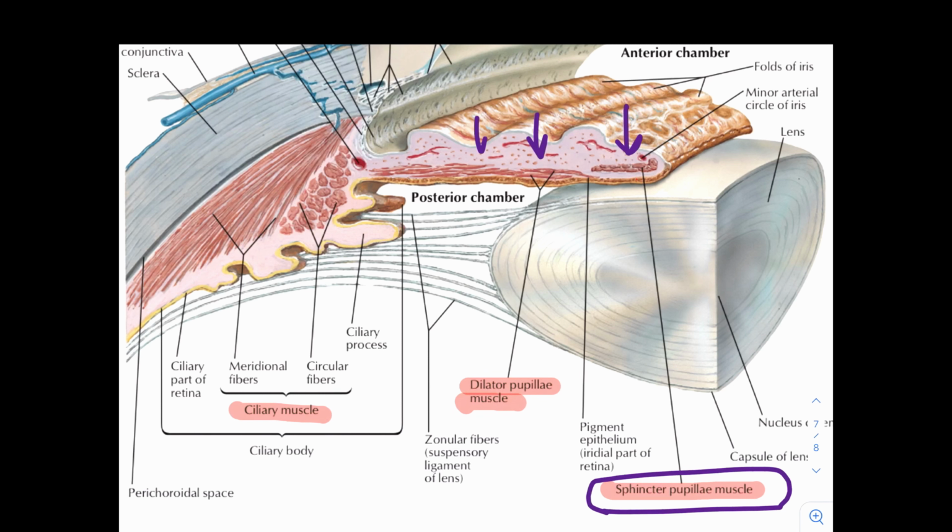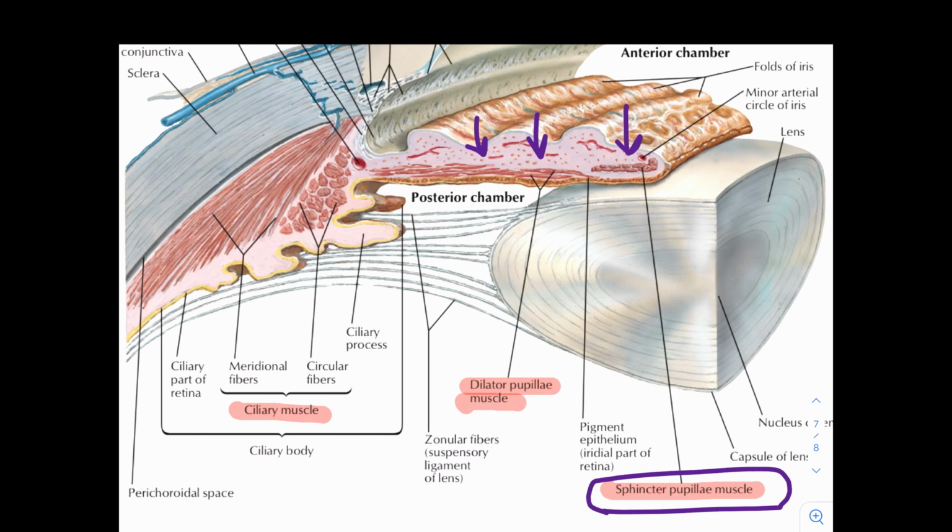As you can see in this diagram, this is the dilator pupillae muscle, the second muscle. So it has a sympathetic nerve supply, and its action is to dilate the pupils. So when the dilator pupillae muscle is stimulated or contracted as a result of the sympathetic response of the body, it dilates your pupils.